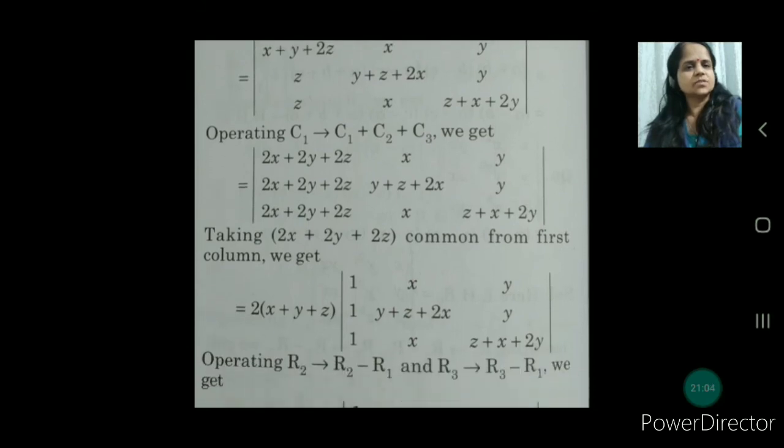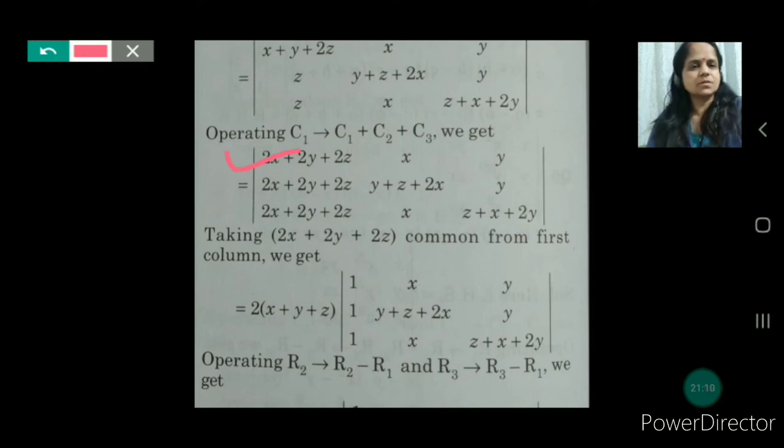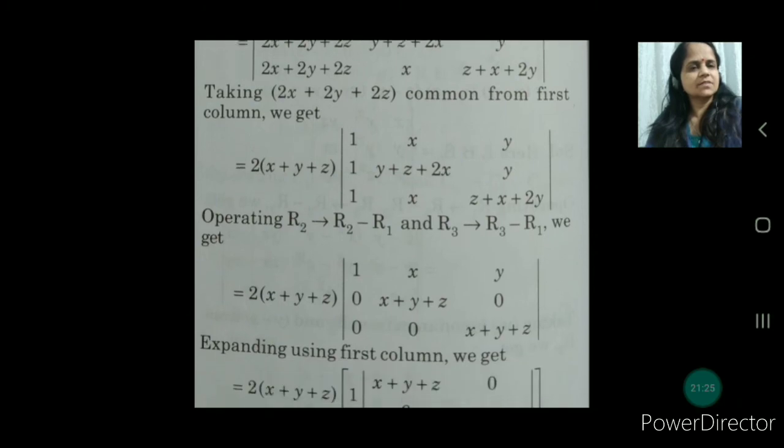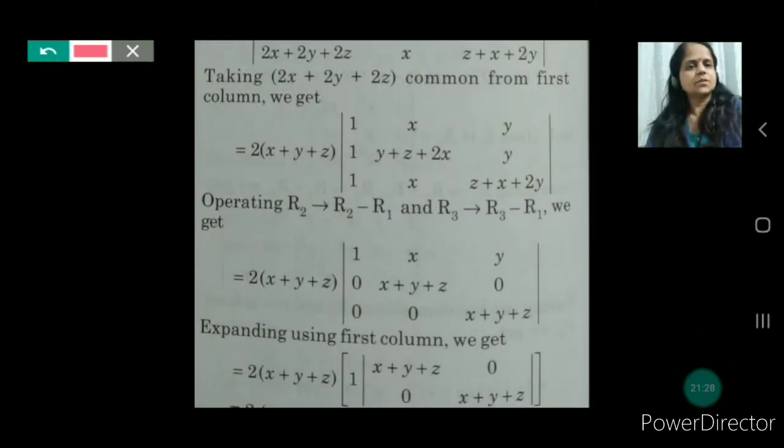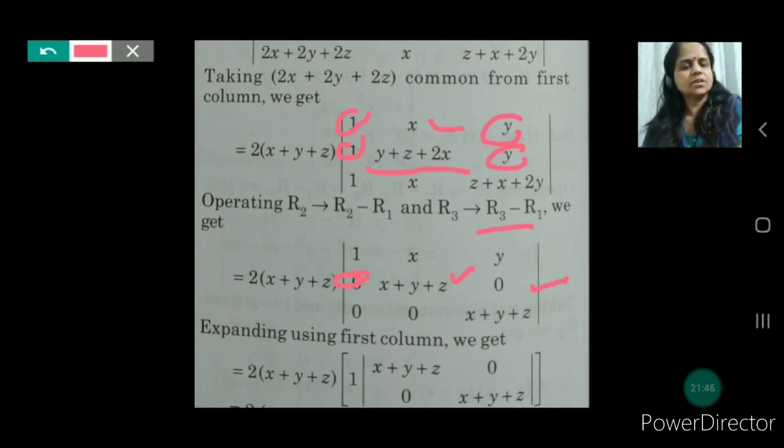Now see that 2x plus 2y plus 2z is common in the first column, so take it common from the first column. You will get 2 times x plus y plus z, and the elements of the first column are 1, 1, 1. Now operating r2 minus r1 and r3 minus r1. Here r2 minus r1, so 1 minus 1 is 0. Now y plus z plus 2x minus x, you will get x plus y plus z. Here it's y minus y, it's 0.